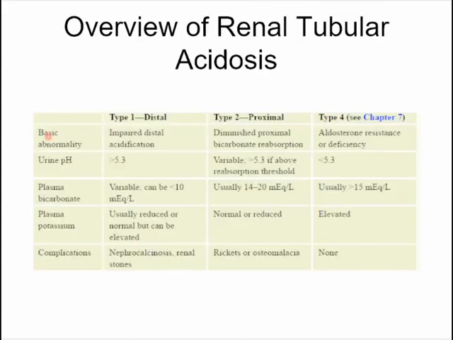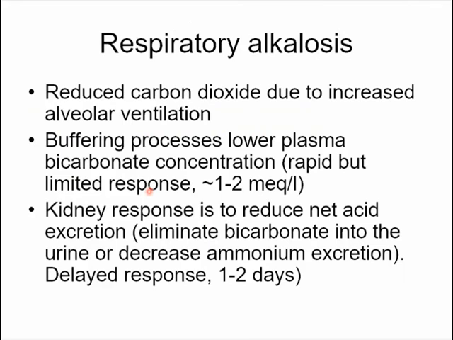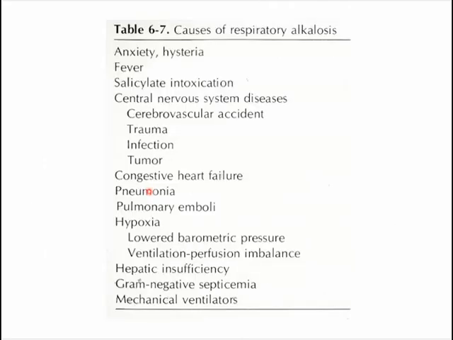So this is one of your tables where this compares the different types of renal tubular acidosis. You have your type 1, which is a distal tubule type of renal tubular acidosis. Type 2 is proximal, and you have type 4. Just take a look at this in your textbook for more explanations. On the other hand, your respiratory alkalosis is due to reduced carbon dioxide due to increased alveolar ventilation, etc.